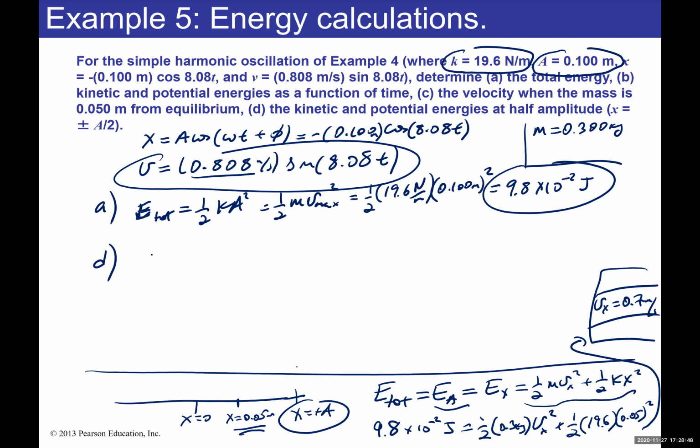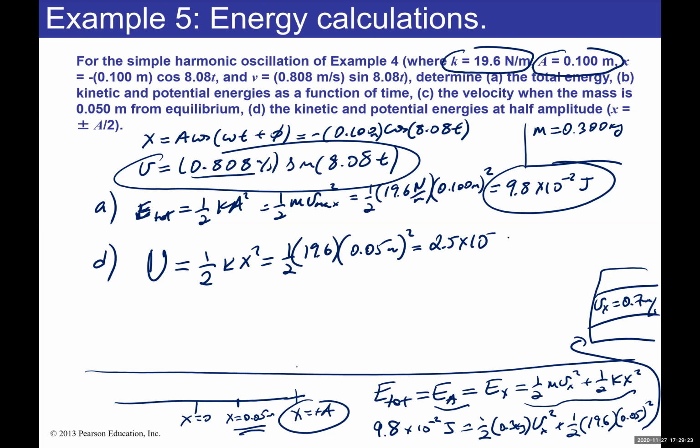Now, what I can say is this. The potential energy is equal to 1/2 kx squared, so 1/2 k times, what is A? Well, A is 0.1, and so it's half of that. That means I can write this as 19.6 for k, and then 0.05 meters squared. And that will give me 2.5 times 10 to the negative 2 joules.